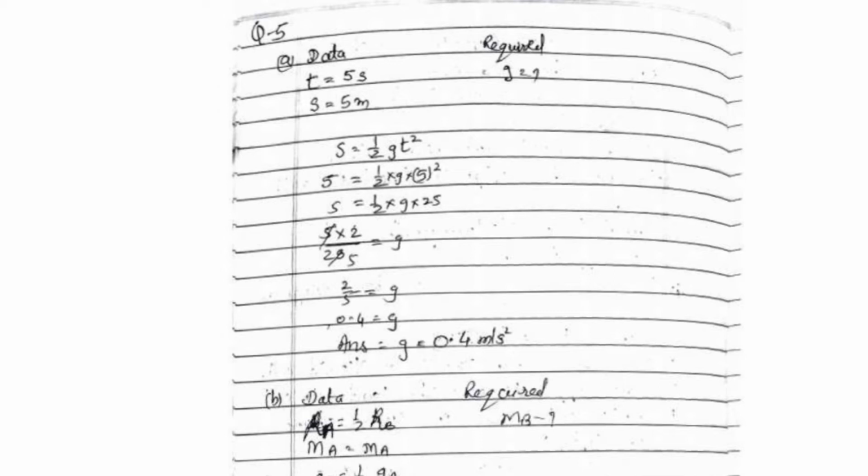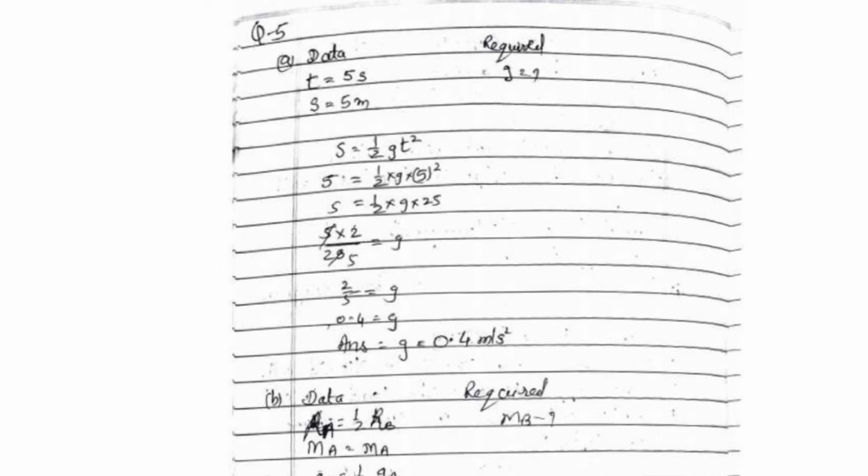The very first line says an object takes 5 seconds to reach the ground. So 5 seconds to reach the ground means t is equal to 5 seconds. Then the height from the ground is 5 meters, so s is 5 meters, and you are supposed to find out g. Correct? So the formula is normally s is equal to ut plus half at square.